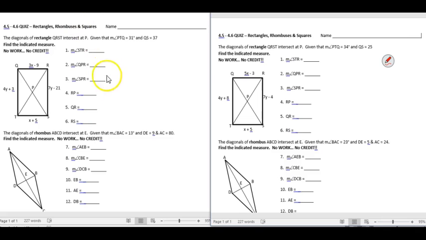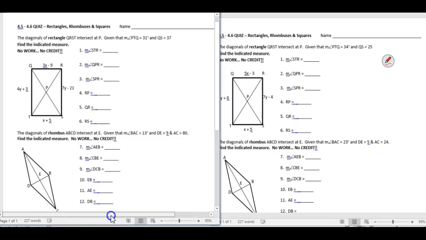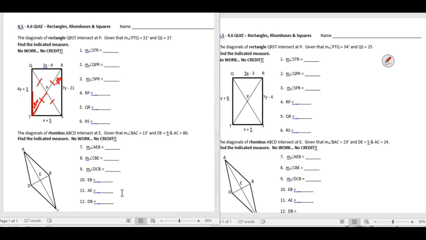Hold on one second. Let me move this over because it's off my screen. There we go. So PTQ is this angle down here. It says that this is 31. If that angle is 31, then that means this angle right here is 31 because they're alternate interior angles. And remember that all our diagonals in a rectangle are congruent, so that means this angle up here is also 31.